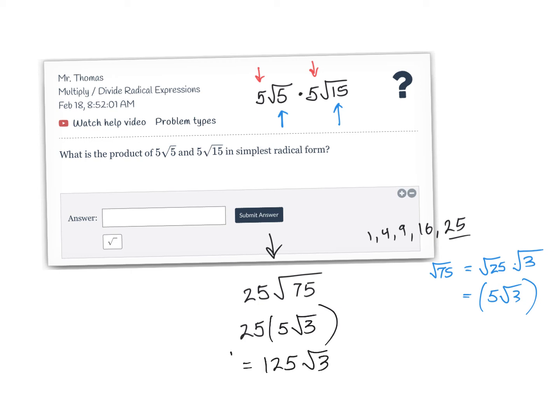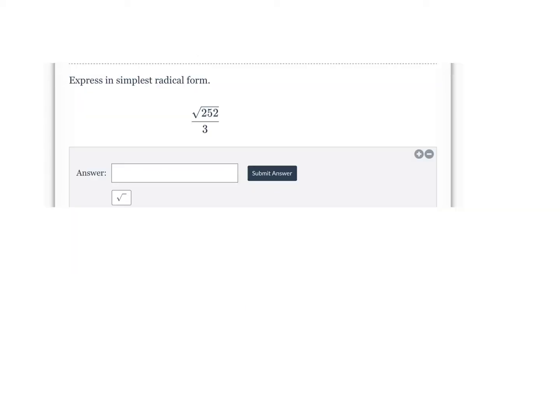Yeah, no problem. So I cleaned it up. I got 125 square root of 3. How did I get 125 in front? Well, I just multiplied this guy and this guy. All right, just speeding through these so it didn't take too much time. But it's stuff we've done yesterday and the day before.